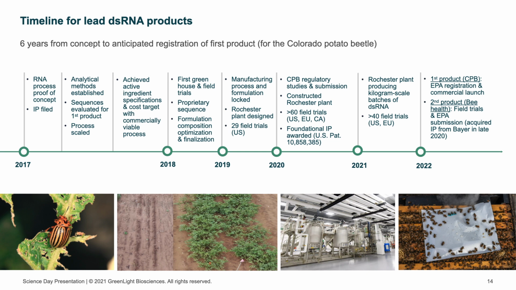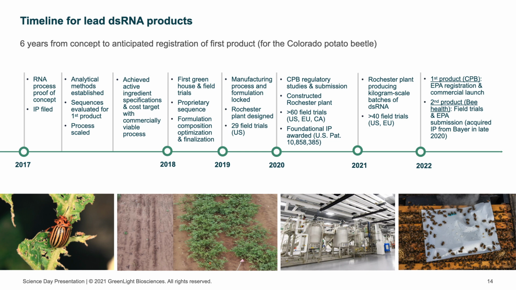We also designed, built, and are now operating a pilot facility in Rochester, New York, where today we're capable of producing up to 0.5 metric ton of this material as we prepare to ultimately get the solution registered and start producing that molecule. One other point to make on this slide is that we didn't want to be a one-trick pony. We acquired some IP from Bayer in late 2020, and we intend to file that product with EPA also in 2022, so in a very short period of time from when we picked up that IP.